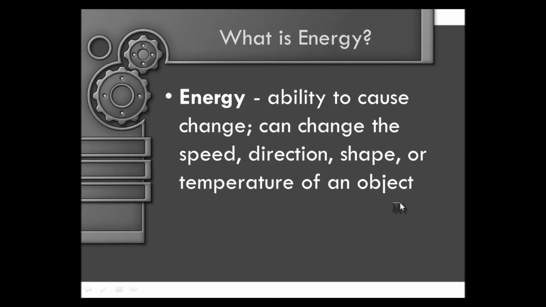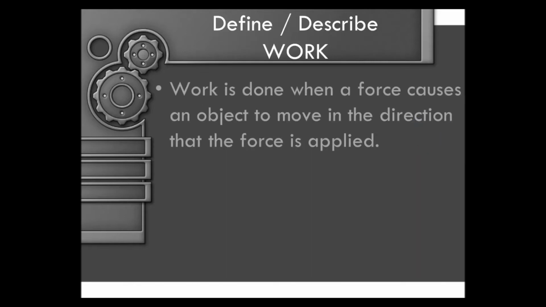So before we get into the definition of work, let's just refresh your memory on energy. Energy is the ability to cause change, the ability to do something. You're going to be able to change speed, direction, shape, temperature, something like that. Now, work is done when a force that you're applying causes that object to move in the direction that the force is applied. And that's very important that you know all of that.